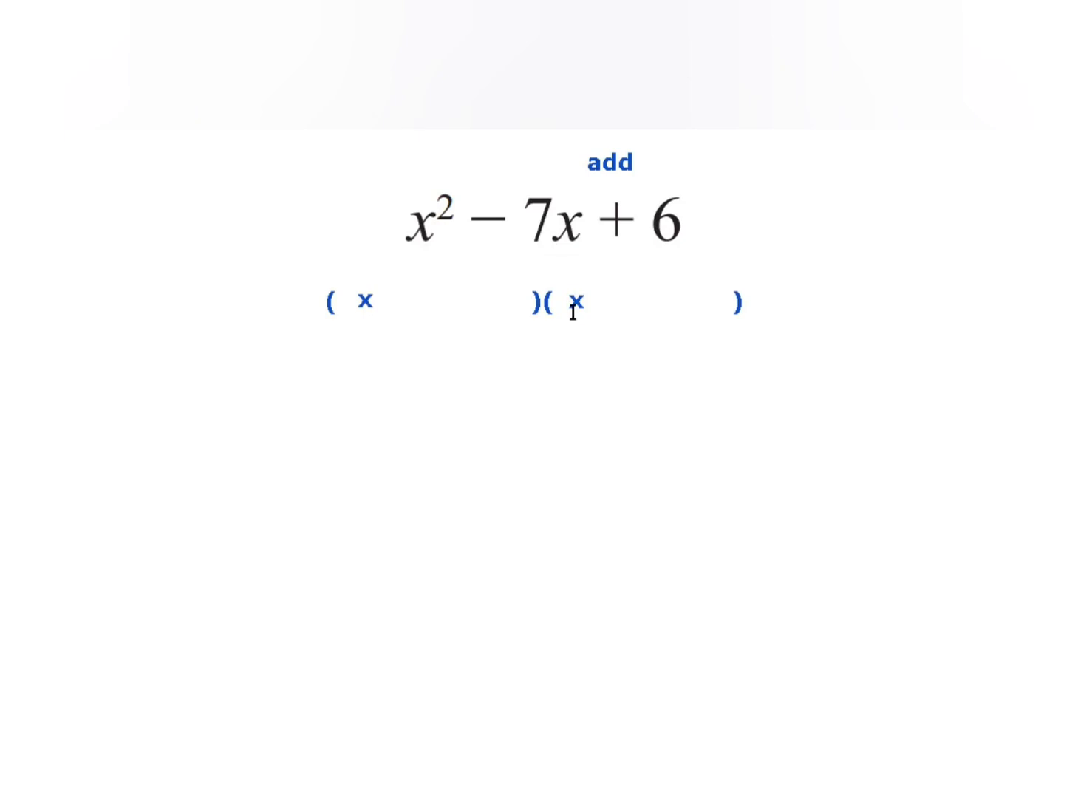Follow the steps. X squared means x times x. Now we need to know the signs inside the brackets. How do we know the signs? We look at this. This means what? It means add. When do you add? If you have the same signs or different signs? Very good. If you have the same signs, it means you add. So it means here we have the same signs. We must have the same signs.